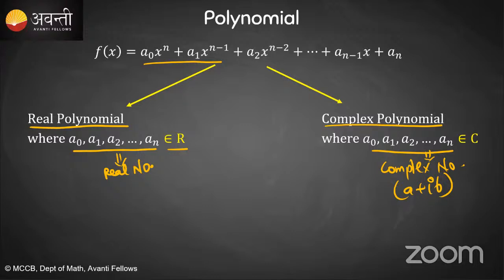If any one of those constants is in the form a plus iota b, then straightforward you will say that it is a complex polynomial. Is it clear? It is not necessary for all the constants a0, a1, a2 up to an to be complex numbers. If any one of them is in the form a plus iota b, then the complete polynomial is a complex polynomial. Clear? If there is no doubt, then let's proceed further.